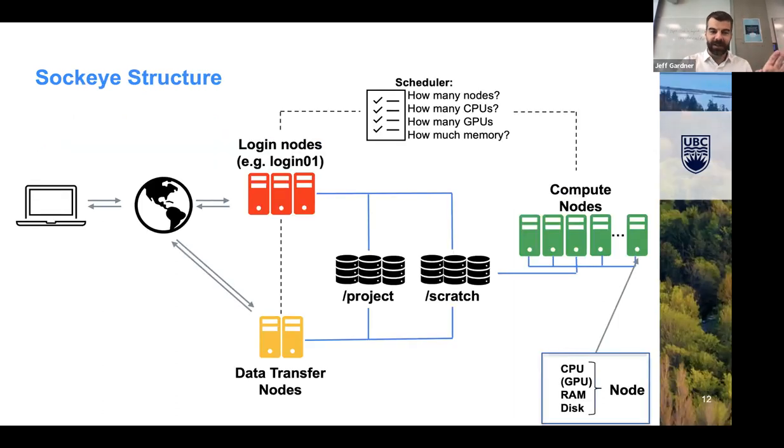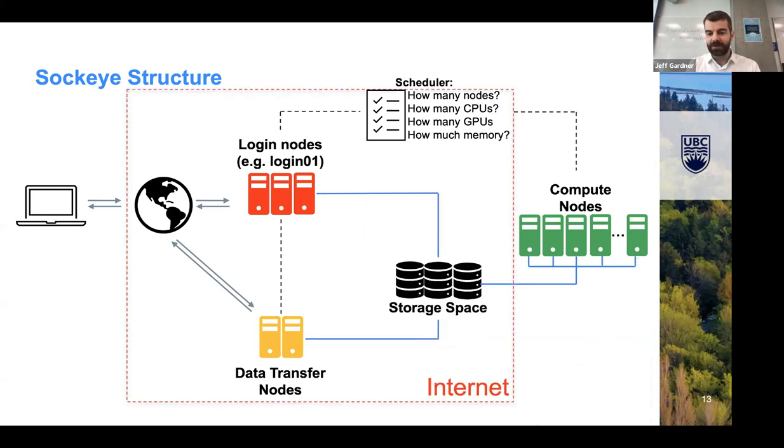So back to this slide, we're going to be connecting to Sockeye, or you've already connected to Sockeye from the internet or from the UBC network more specifically, to one of the login nodes. The login node will then give you access to project and scratch storage spaces, two separate file systems. And then if you want to run a job, remember, you're not going to be running your script on the login node. You're going to be submitting it to the scheduler, and that's going to be using the PBS script we're going to be talking about today, and it's going to be running on a compute node. The compute nodes will have various combinations of CPU, possibly GPU, RAM, and disk space.